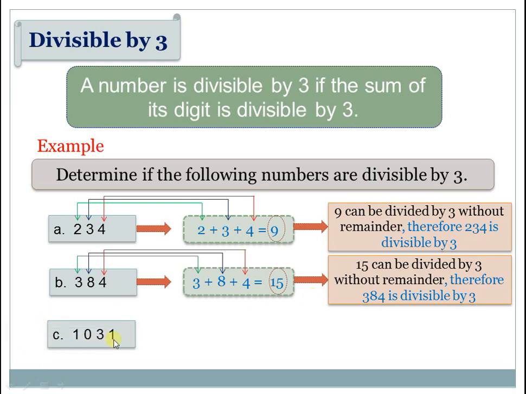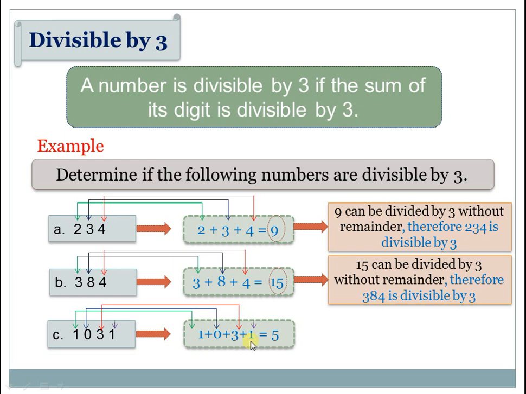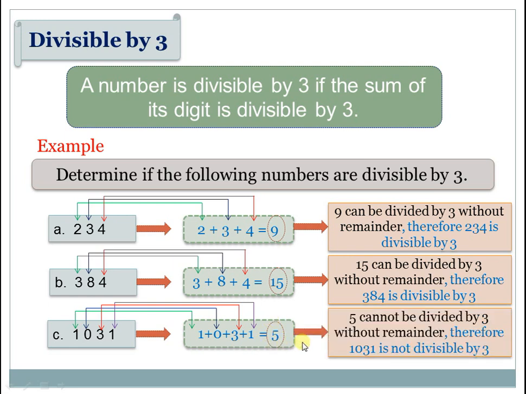Is 1031 divisible by 3? Let us check. So 1 plus 0 plus 3 plus 1 equals 5. 5 cannot be divided by 3, or there is a remainder when you divide this. Therefore, 1031 is not divisible by 3.